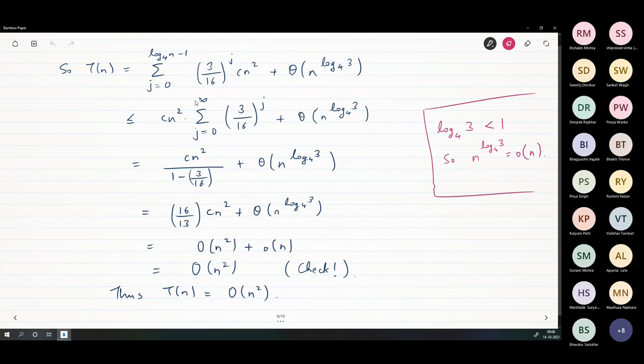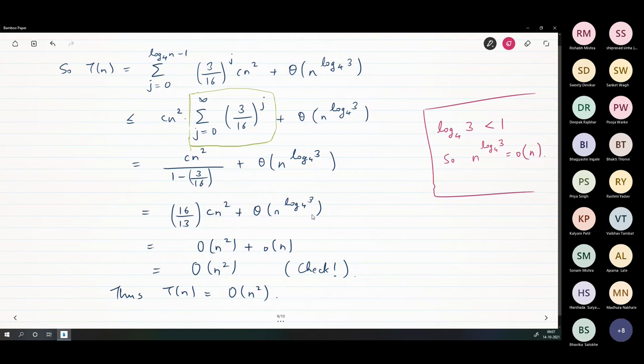But now this infinite sum we know, the formula for this. Just check the formula for the infinite sum. When this factor is less than 1, 3 by 16 is less than 1, this is a convergent series, and its value is exactly 1 by 1 minus 3 by 16. Check that, that is very easy. So this is equal to cn squared times 1 by 1 minus 3 by 16 plus this term. That is equal to 16 by 13 times cn squared plus this term.